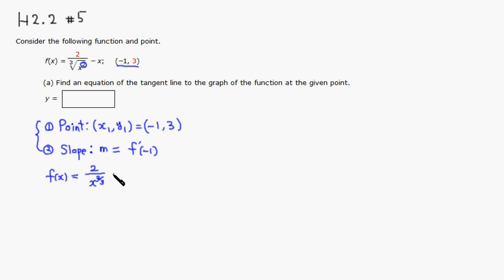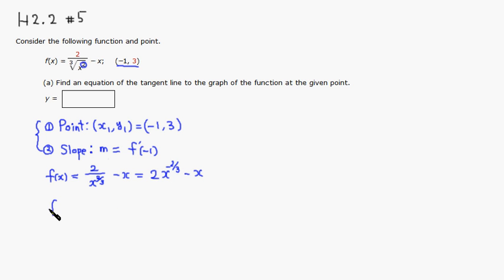Then you have minus x. Then we can also rewrite it as 2 times x to the, since x is sitting on the bottom, it's going to be a negative power, then it's a 2/3 power, so -2/3 power, and minus x. So we just rewrote the function so that we can apply the derivative rules more easily.